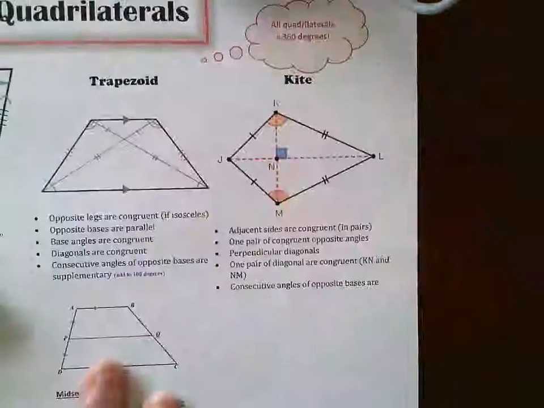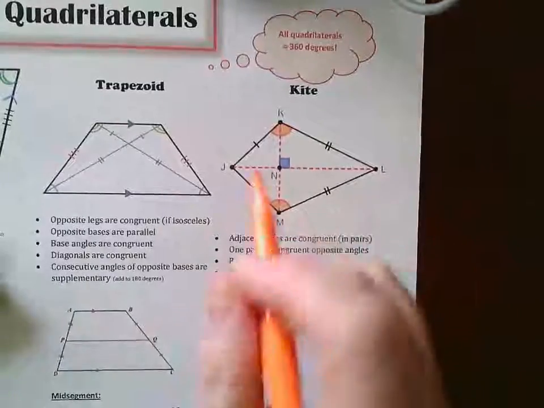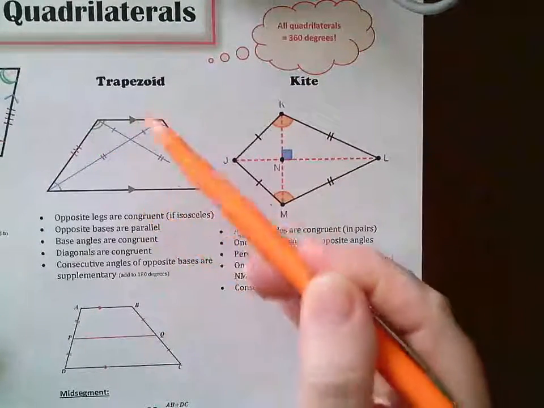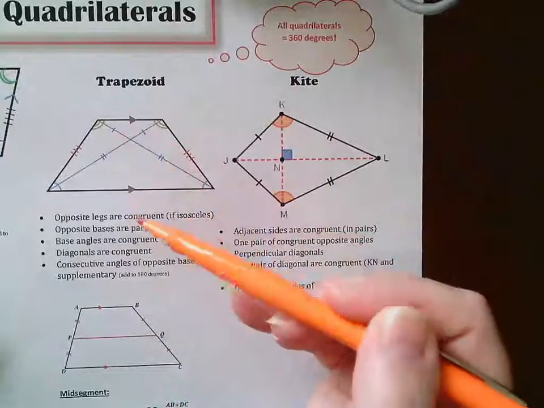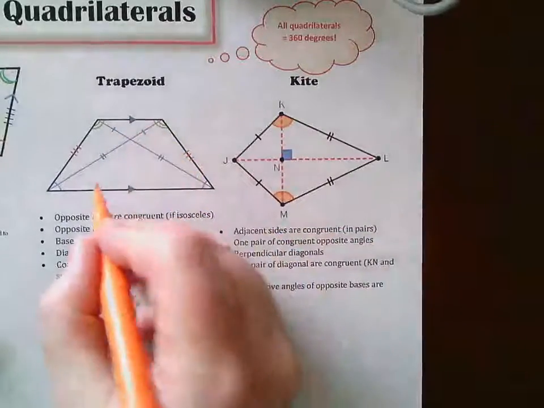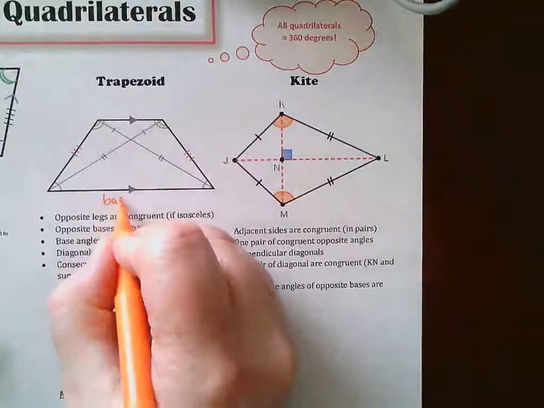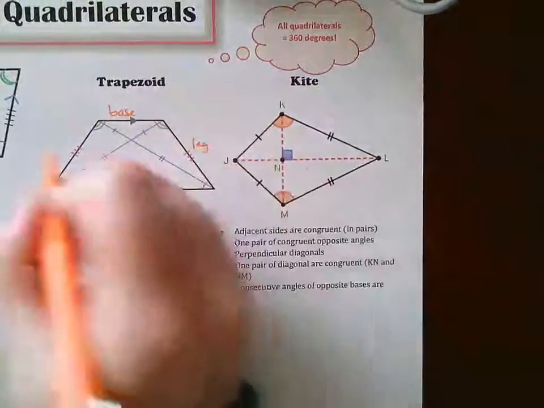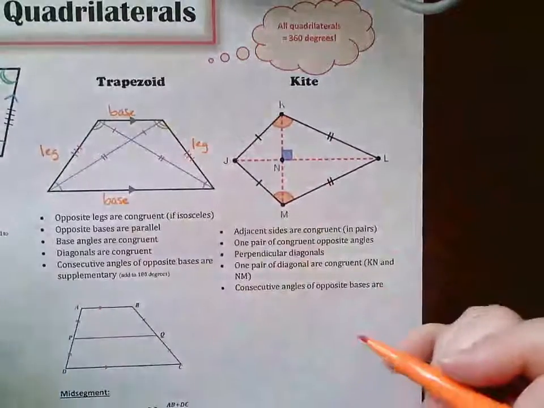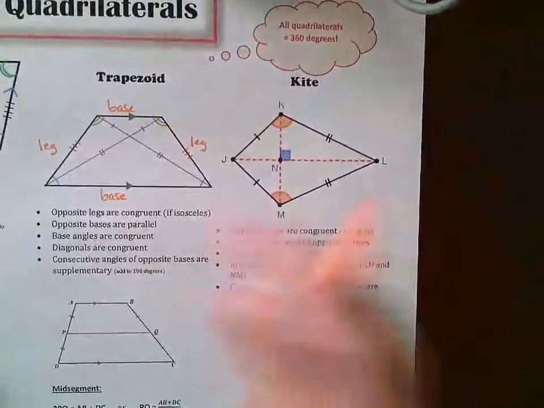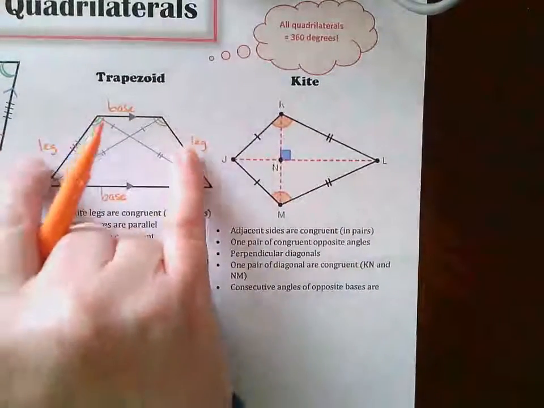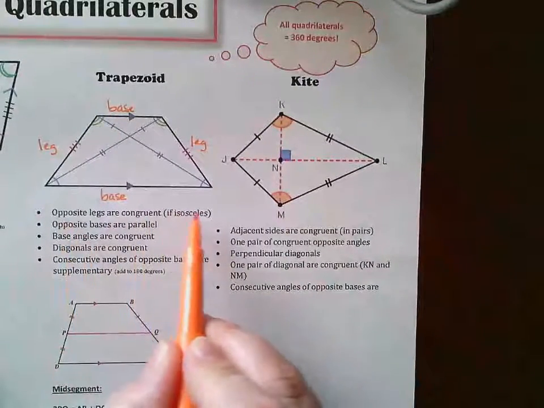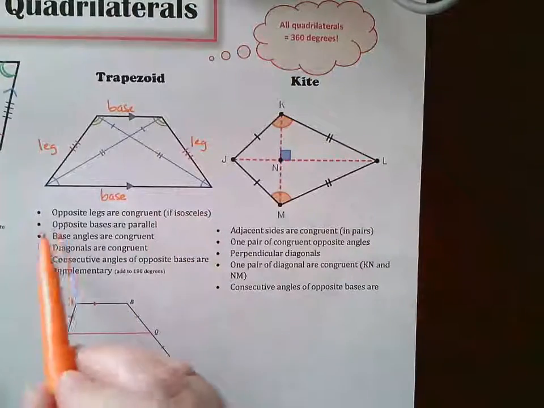Now, a trapezoid. This is my favorite figure, but I think it's because it's kind of quirky. 2 opposite sides, we call them bases. These are going to be parallel to each other, so this would be considered a base and a base. And then these are called legs. So it's 2 legs. And if these are congruent to each other, this is called an isosceles trapezoid. So if the opposite legs are congruent, it's isosceles.